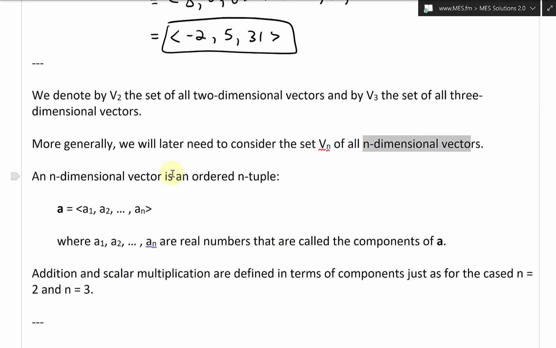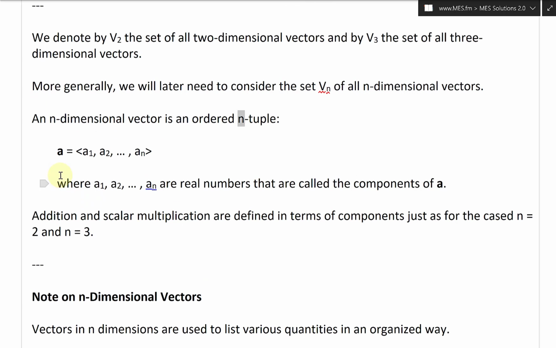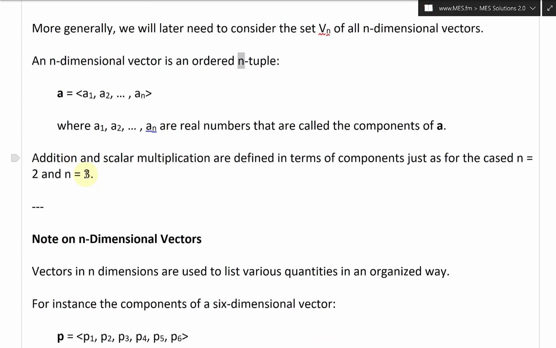An n-dimensional vector is an ordered n-tuple, right? Instead of a triple or double, you've got an n-tuple. This is an n amount. And you could write this vector as bold a equals the components a1, a2, all the way to an, where a1, a2, and an are real numbers that are called the components of a. And addition and scalar multiplication are defined in terms of components, just as for the case n equals 2 and n equals 3.